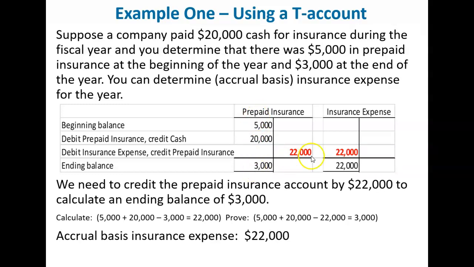So what do you need to credit this account by to get it to balance? $5,000 plus $20,000 minus what equals $3,000? And it's a $22,000 credit that is necessary. And that journal entry would be a debit to insurance expense and a credit to prepaid insurance. Therefore, the accrual basis insurance expense is $22,000.